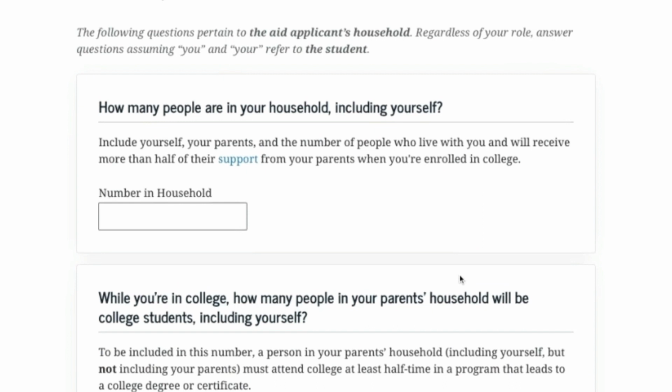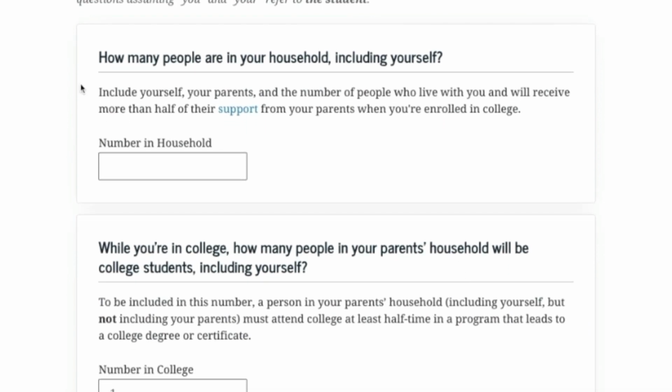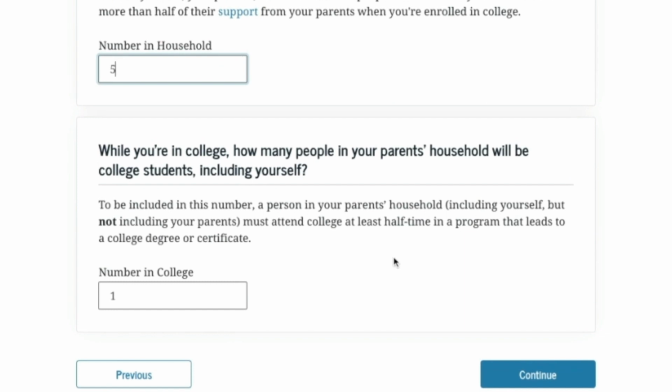Now, when we come into here, this will be based off, again, your student, but how many people are in the household, including yourself. So this would include any siblings or anyone that is receiving support from the parent that they're living with. So let's go ahead and say there's 5 people, 2 parents and 3 siblings or 3 children, including the student we're writing about here.